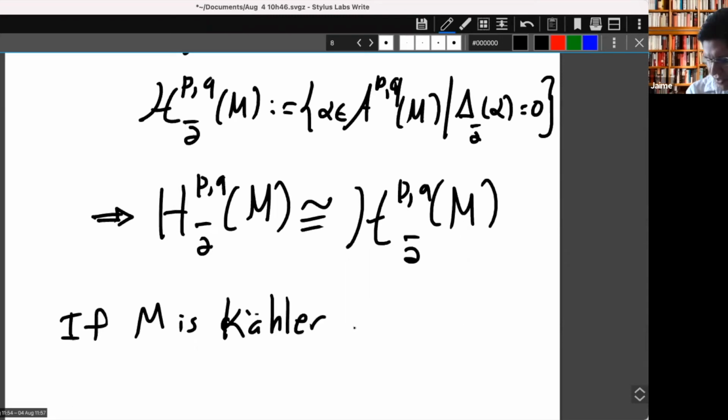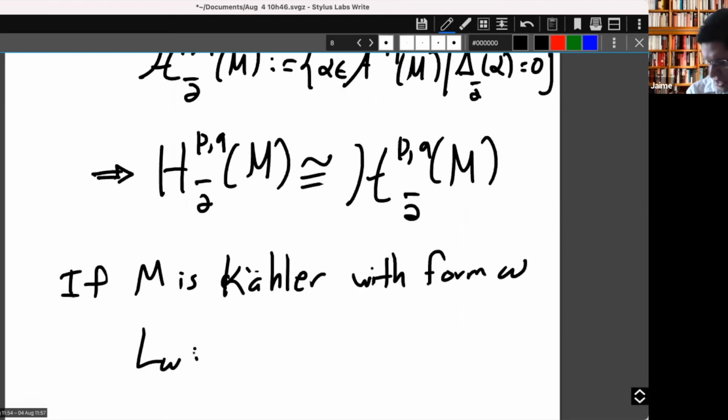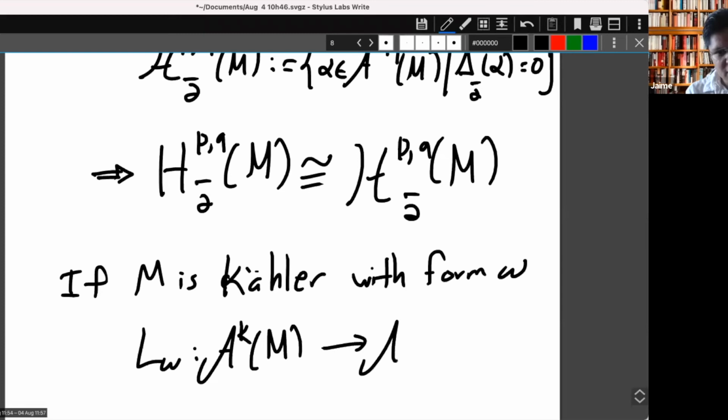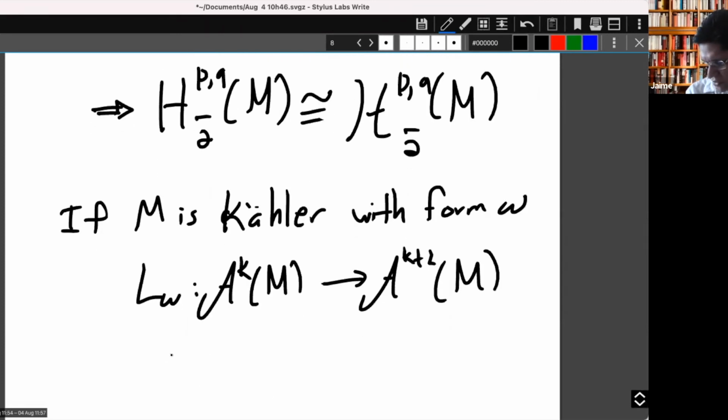If M is scalar Kähler with form omega, we have an operator that goes from the space of forms to the space of p+1, q+1 forms. This is called the Lefschetz operator. There's a whole theory of this, but I'm not going to talk about it in this course. It is important anyway: it takes the wedge product of the form with the Kähler form, right?